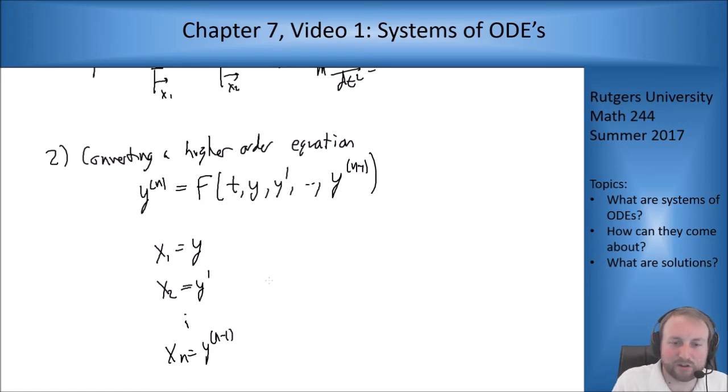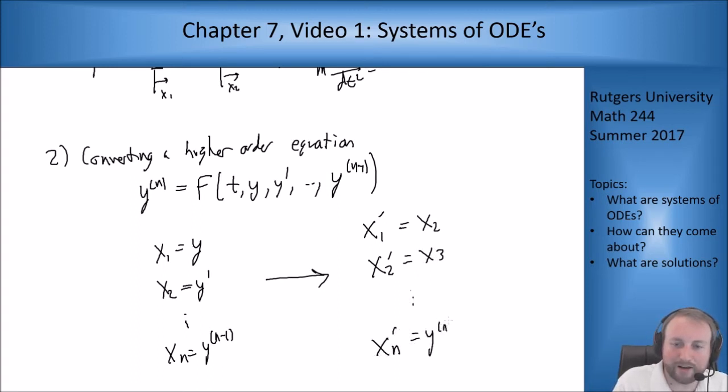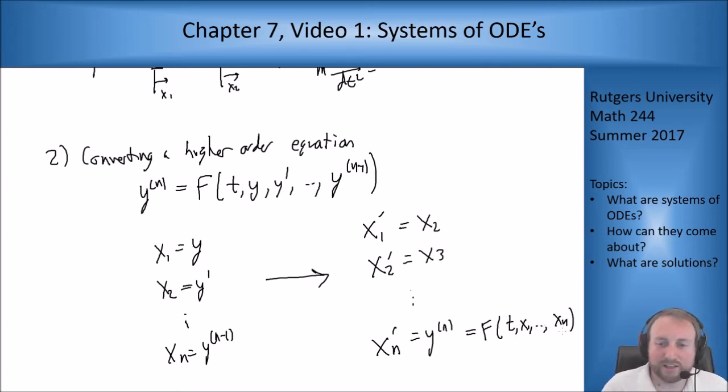And then I can use all of this information to make a system of equations, where what is the derivative of x1? Well, the derivative of x1 is going to be y prime, which is x2. The derivative of x2 is going to be y double prime, which is going to be x3. And the derivative of xn is going to be y^(n), which, if I know what y^(n) is from this equation up here, this is just f of t, x1 up through xn. So this gives me a way to convert a higher order equation into a system of equations.